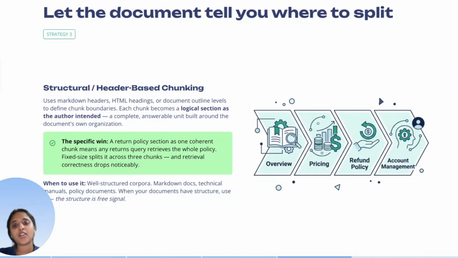Say we have a written policy section as one coherent chunk inside a particular document. So the whole thing is embedded in a single chunk. So whenever a query is made, all the relevant information is already present inside the chunks. So we're not losing anything. There are fewer chances of the model hallucinating. It's good for well-structured corpora, markdown documents, technical manuals, policy documents. When documents have structure, we need to use the structure and make chunks based on that.